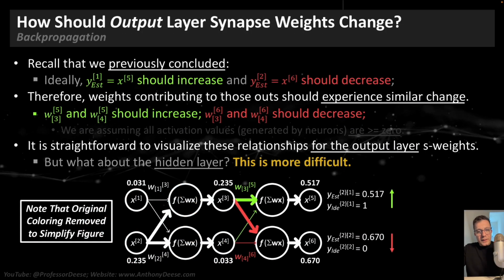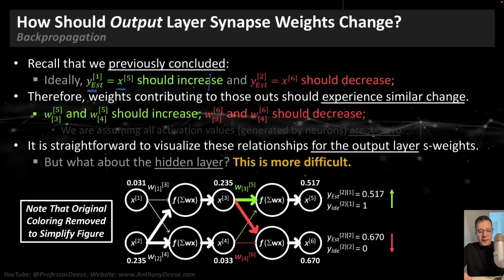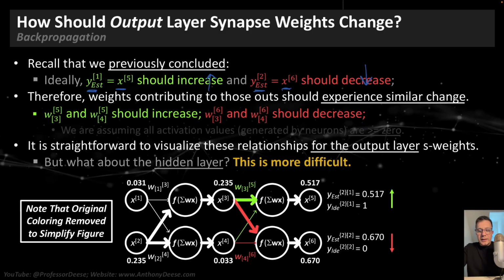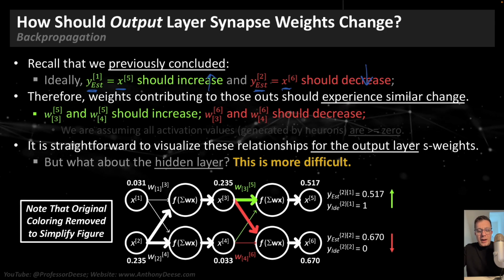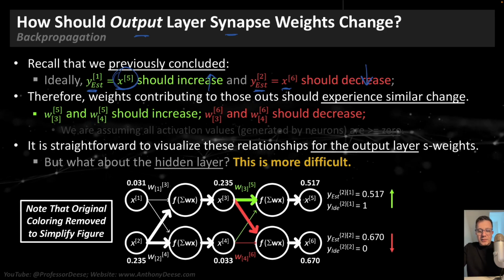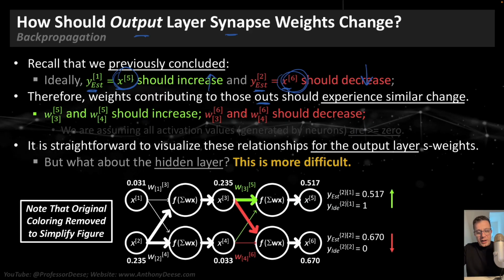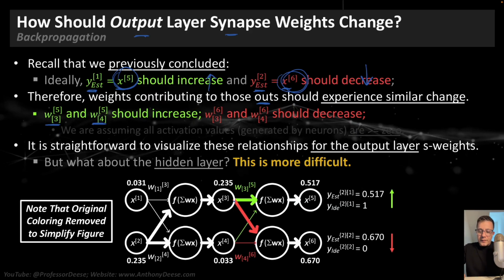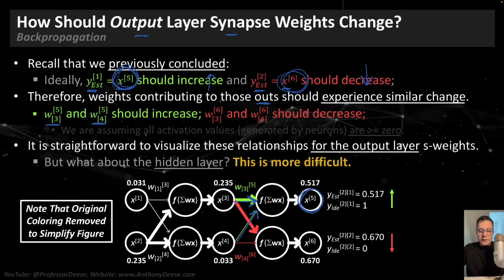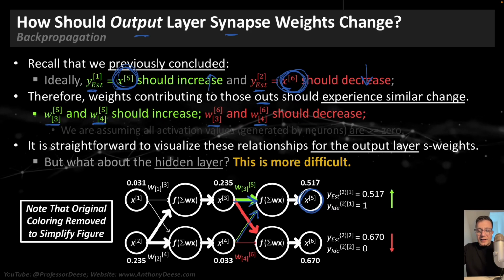Recall, we previously concluded that ideally, the first estimated or calculated output, which is equal to x5, should increase, and the second estimated or calculated output that's equal to x6 should decrease. So we know how the outputs should change, but I want to ask how the output layer synapse weights should change. If we take these two statements to be true, we know that the weights contributing to those outputs should experience a similar change. W35 and W45, the two synapse weights that feed into x5, should increase, such that x5 increases, and W36 and W46, the two synapse weights that feed into x6, should decrease.